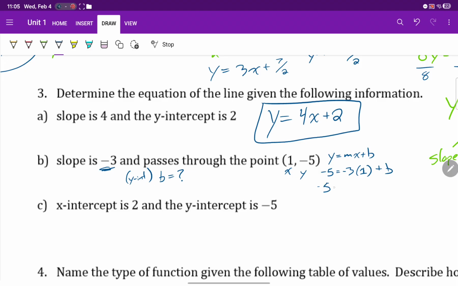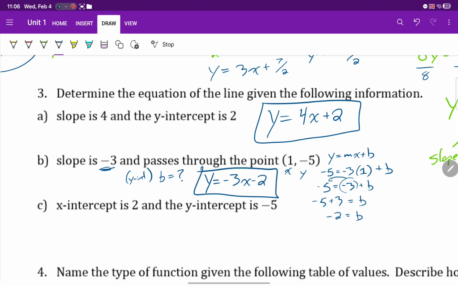I get -5 equals -3 plus b. I'm going to bring that 3 over here, and I get -5 plus 3 equals b. Oh my gosh, I'm just rushing here. I get -2 equals b. So if I want to write the equation of that line, the equation of that line becomes y equals, my slope is -3, x minus 2. Okay, with my y-intercept.